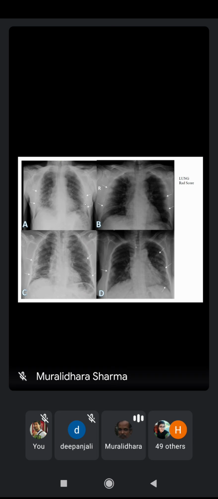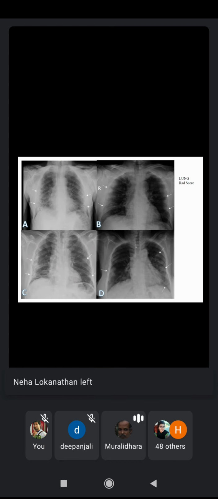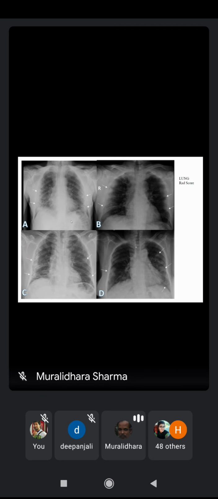So the total score in this case would be almost, you will give 3 scores, 4 scores, 3 and 4, 2 and 2. So 4 plus 3 plus 4. So you may have a score of 11, RAT score 11 in this X-ray.